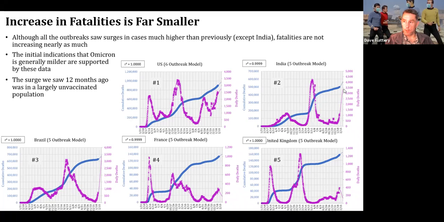India's going up. It's a little hard to know where they'll peak. Brazil is also going up. The European countries remain significantly below where they were at their high daily fatalities. So all these things, and I'll keep pointing it out in the data, all these things I think support the initial indications that Omicron is generally milder. You're less likely to die from getting Omicron.